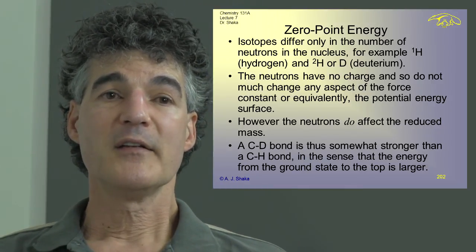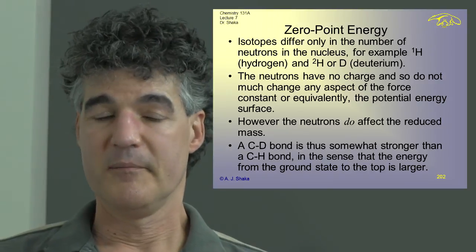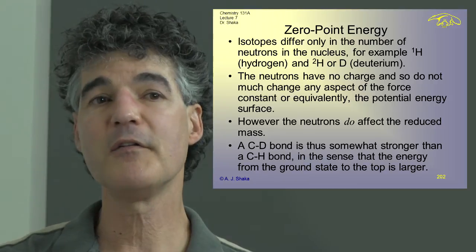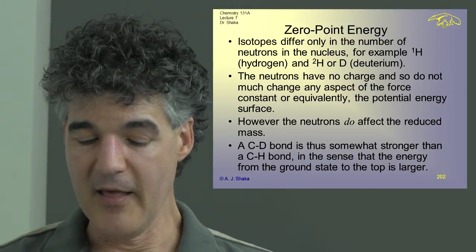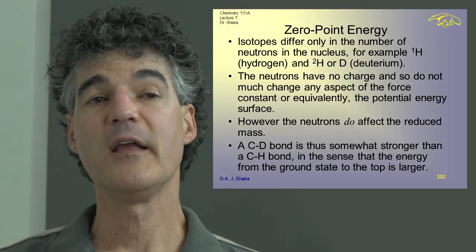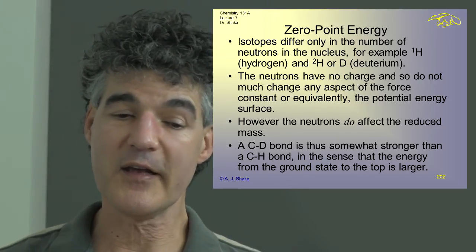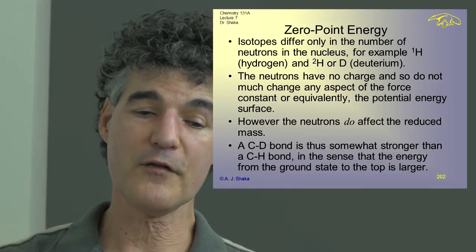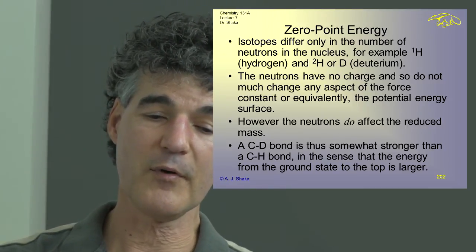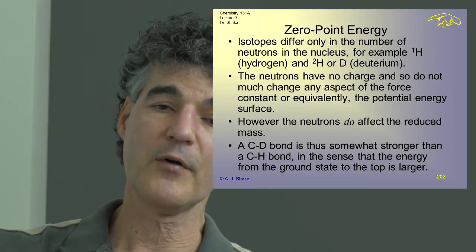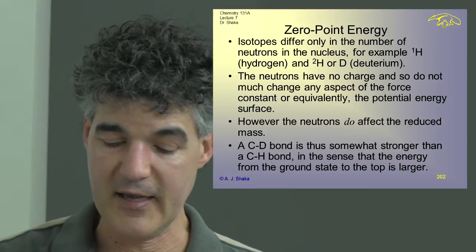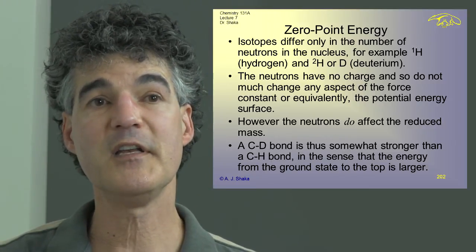If we have then a CD bond, a carbon-deuterium bond, versus a carbon-hydrogen bond, the carbon-deuterium bond is stronger, in the sense that the amount of energy it takes to go from the ground vibrational state, which is as close to the bottom of the well as you can get, to where the bond is broken, which is the same place on the curve, is higher for the CD.